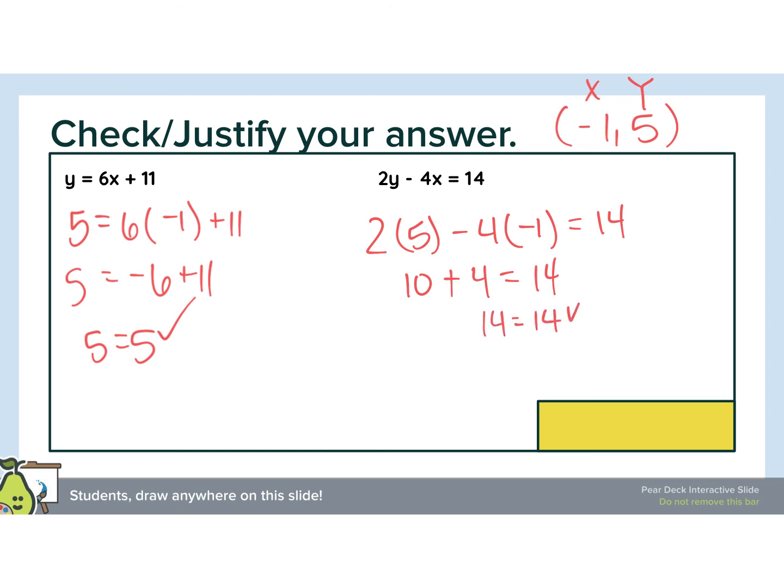Both equations checked out. This is, in fact, the correct answer. It is time for the exit ticket.